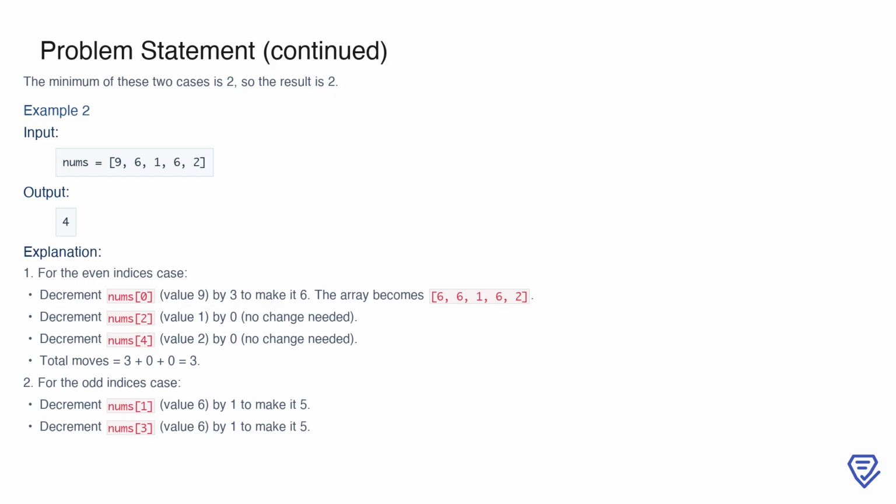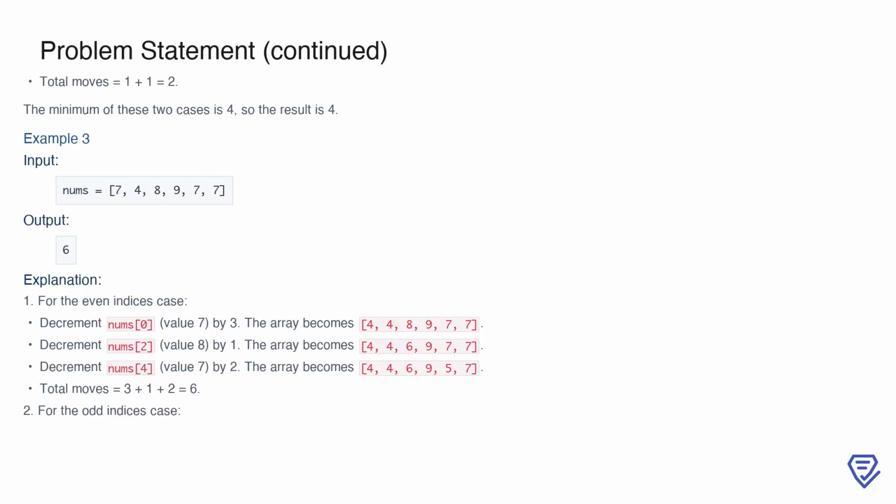For the odd indices case, we decrement index 1 by 1, turning 6 into 5, and similarly decrement index 3 by 1, turning 6 into 5. The total for this strategy is 2 moves. Between the two strategies, the minimum number of moves is 4, so that is our result for this example.